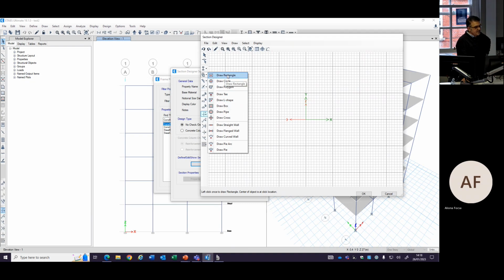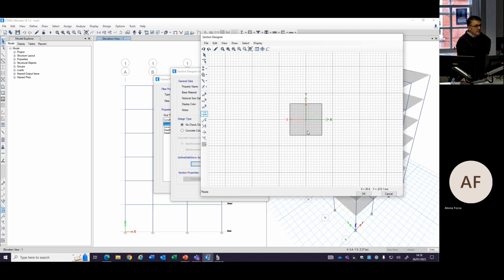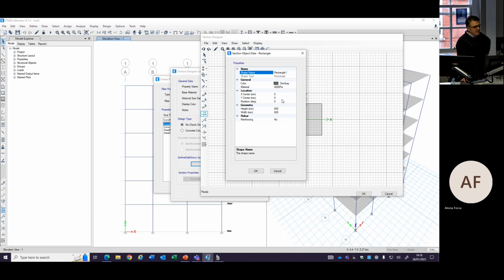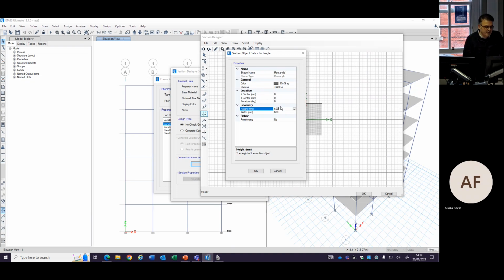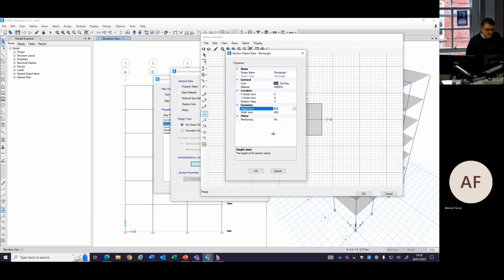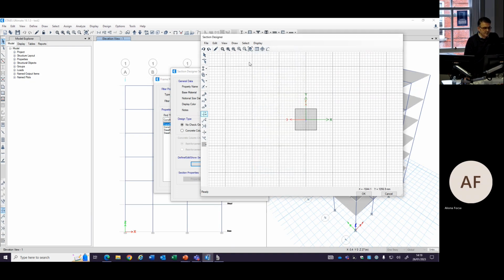The simplest way is the rectangular section. If you right click on it, you will see the property. It's the default 600 by 600. I can live with that, or you can change it. For example, if you want to change it to 400 by 400, just click on it and change it. If you change it, you will see it like this.